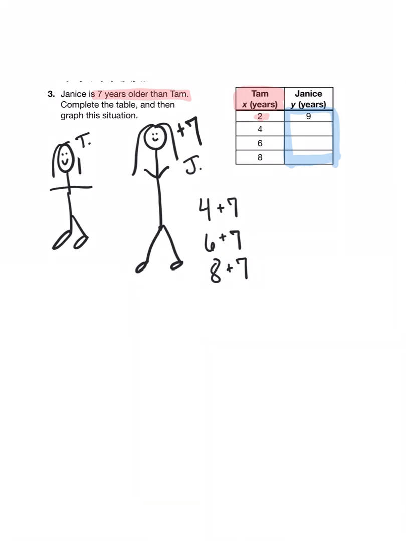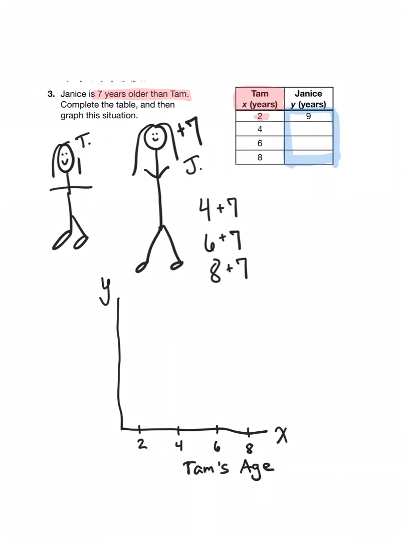Okay, then when you graph the situation, you're going to want to draw an X and a Y axis and label them, X and Y. Okay, now our x-axis is going to be Tam's age. I don't have to figure that out. They already told me here that the x-axis is going to be Tam's age, and the y-axis here, that's going to be Janice's age. So now I'm going to record the scale for my y-axis.